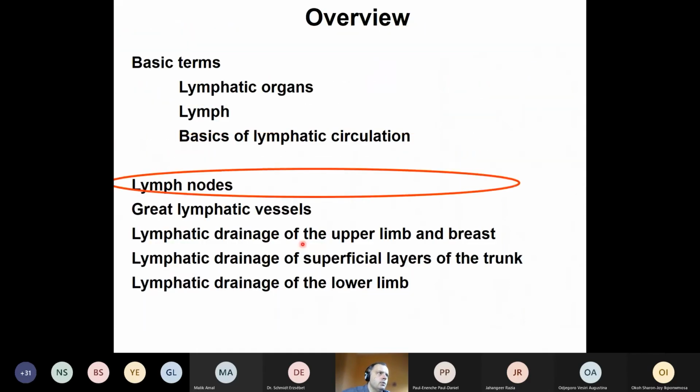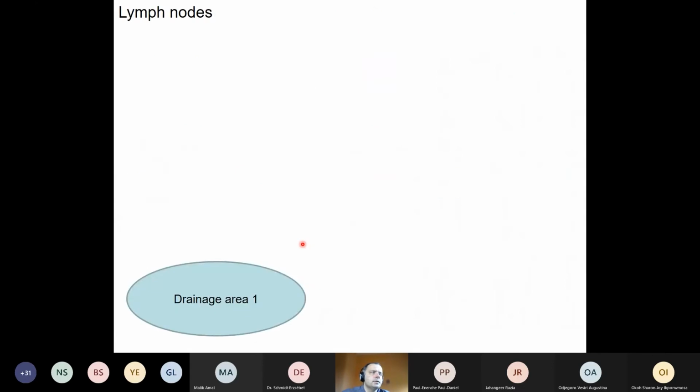If we go on with the lymph nodes, I mentioned already that we have certain body parts, and let's take this hypothetical body area.